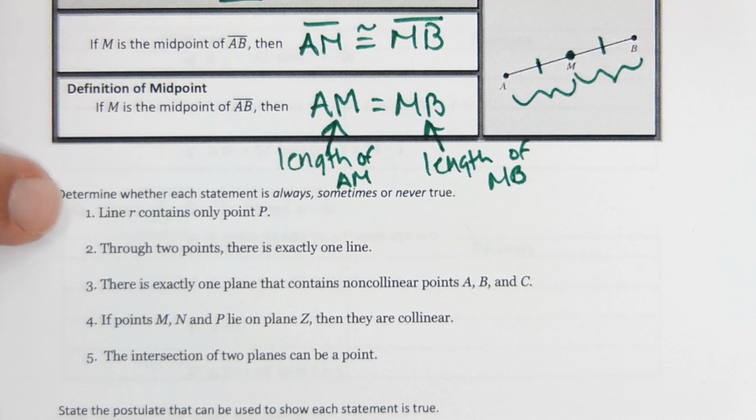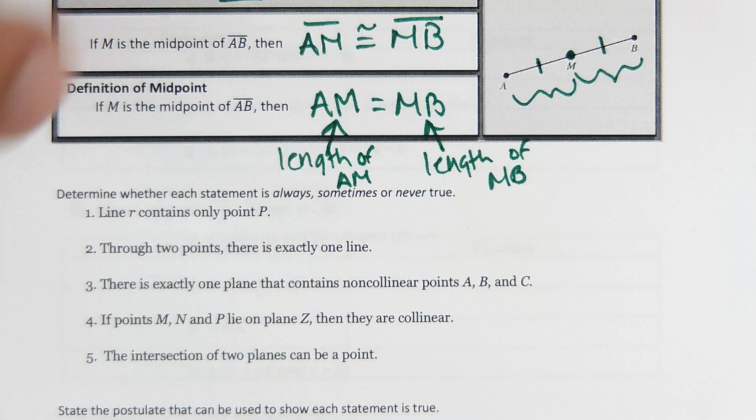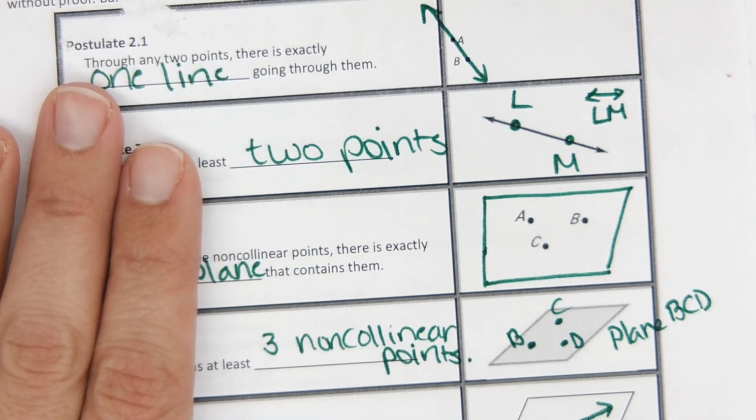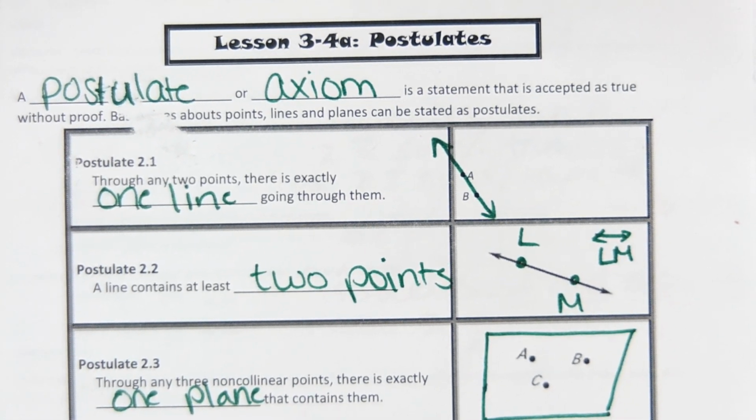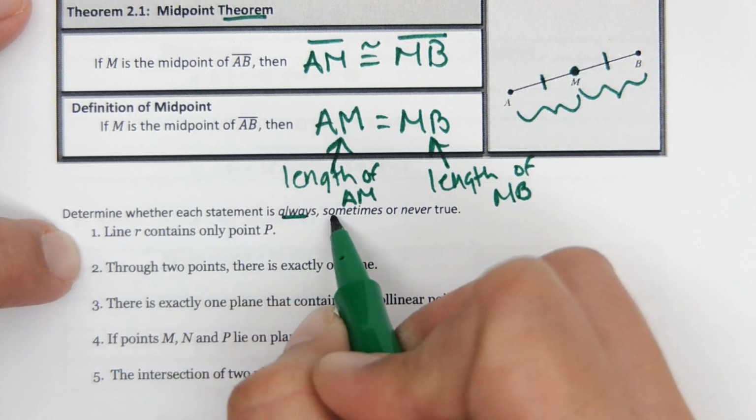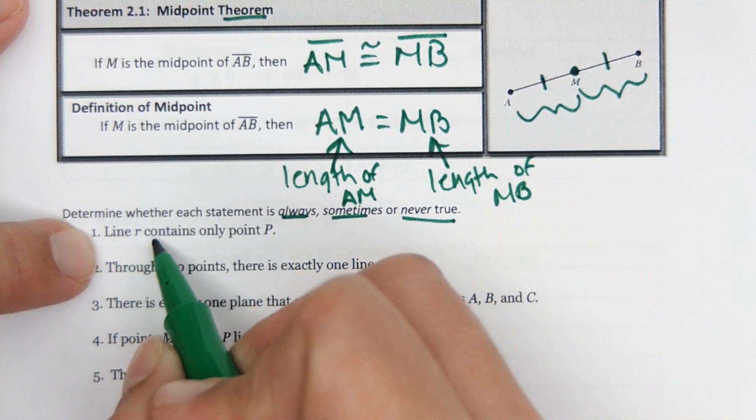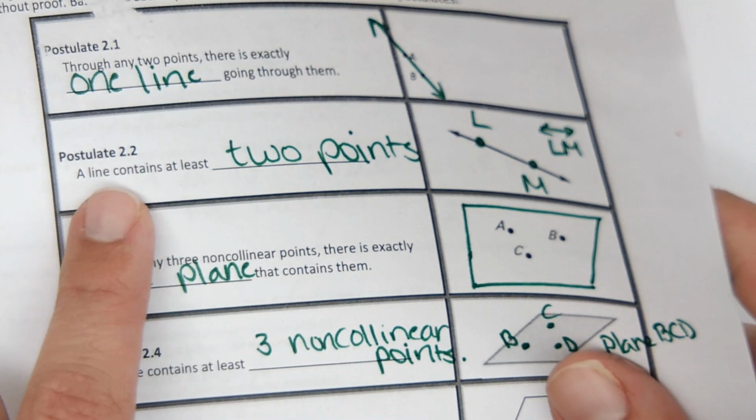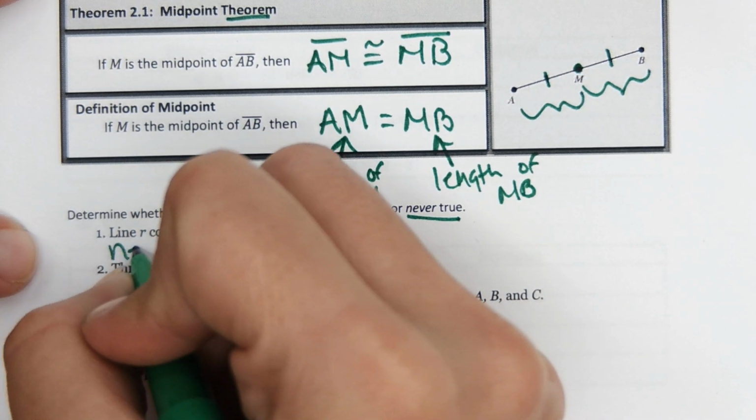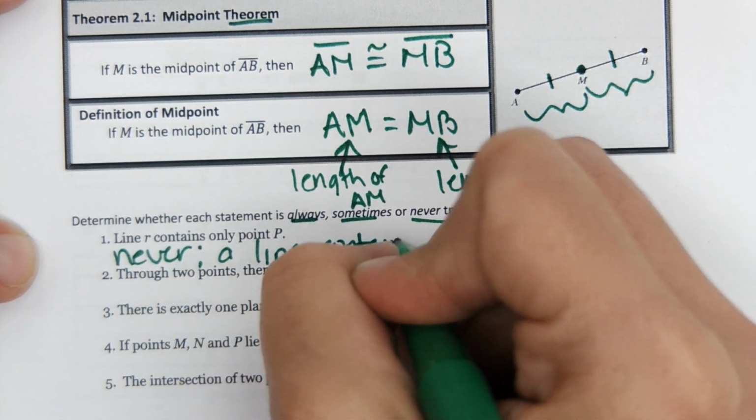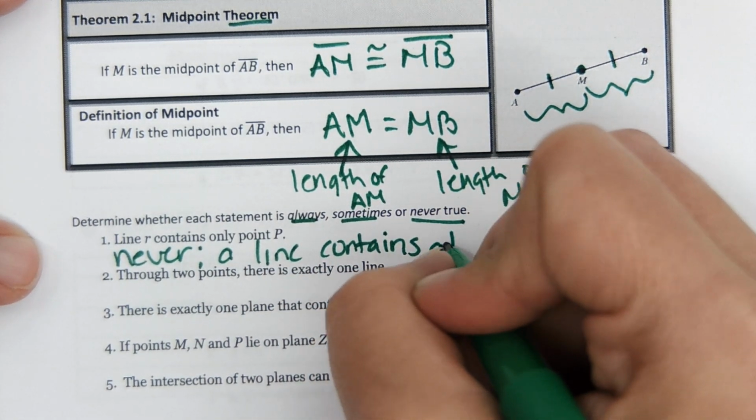Okay, so the next questions are similar to what you're going to see on homework. To answer these, we're just going to use the postulates that we wrote down on the other page. So for the first one, it says, determine whether each statement is always, sometimes, or never true. It says line R contains only point P. Well, on the other page, we said that a line contains at least 2 points. So it can't just contain 1 point. So this would be never true. A line contains at least 2 points.